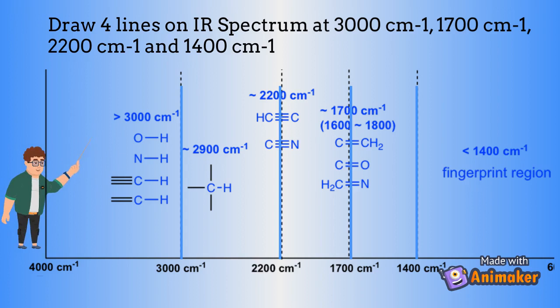1400 cm inverse is the fingerprinting region. 1700 cm inverse is the sword region, for sword-like sharp peaks. 2200 cm inverse is the triple bond region for alkynes and nitriles. 3000 cm inverse is the region for beard, tongue and the border for alkenes. We will discuss these in detail in the next slides.